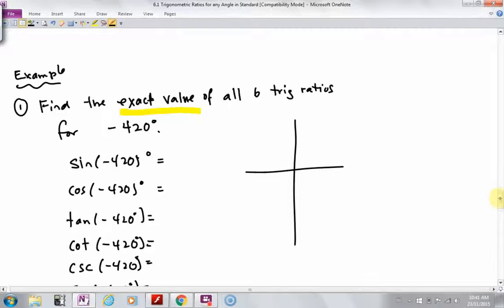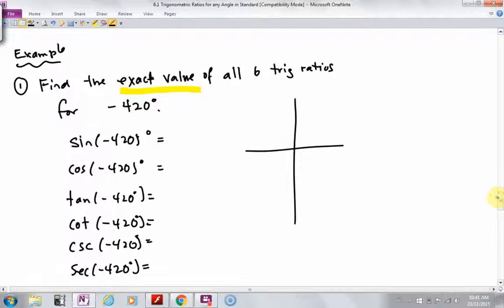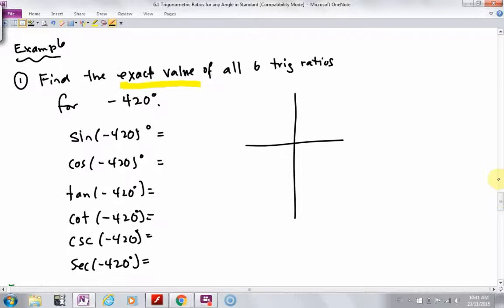Okay, so we're going to find the exact value for all 6 trig ratios for negative 420 degrees. Just come and join us over here, Matt. Or maybe over there, I guess. Okay, so we have negative 420 degrees. We want sine, cosine, tangent, cotan, cosecant, and secant. All 6 of them. Okay, 3 of them are new to you this year.